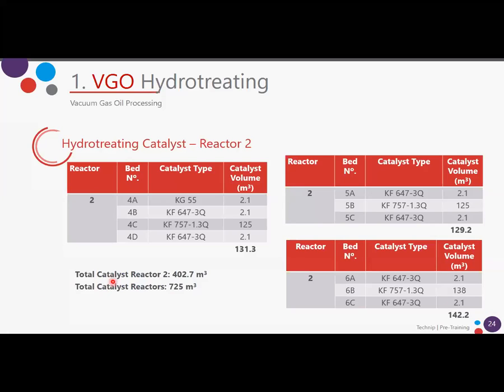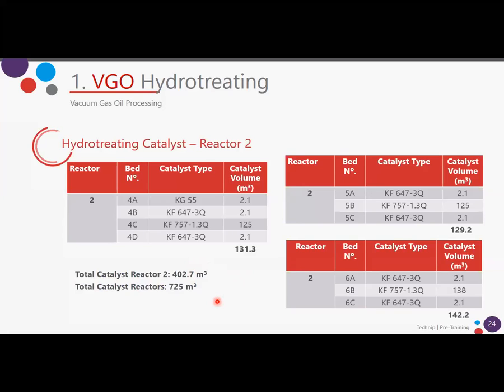So these are what is related with the catalyst. Okay, we have seen the main reactions. We have seen the type of catalyst that we use for this VGO hydrotreating, and we have seen the quantities that we will use according to the design of the unit by the licensor, okay, by the UOP.